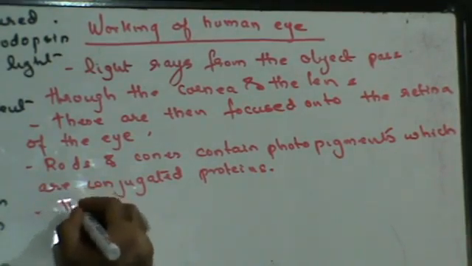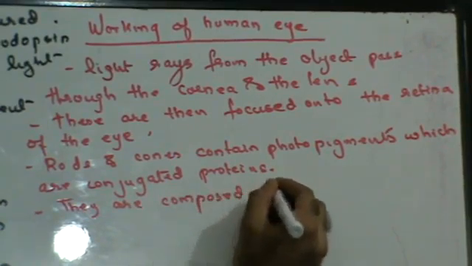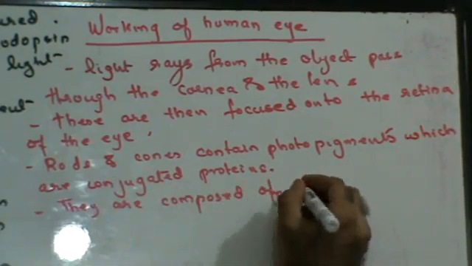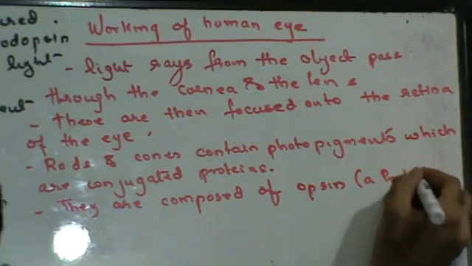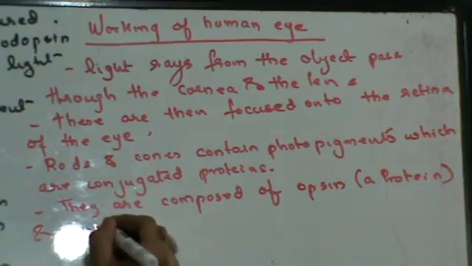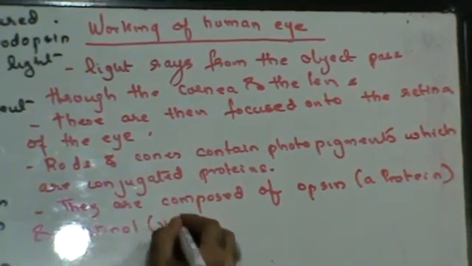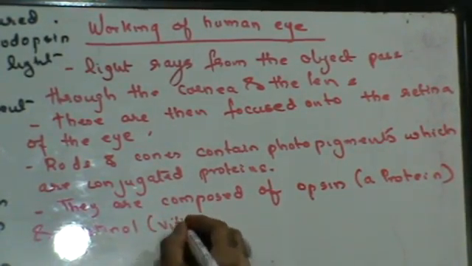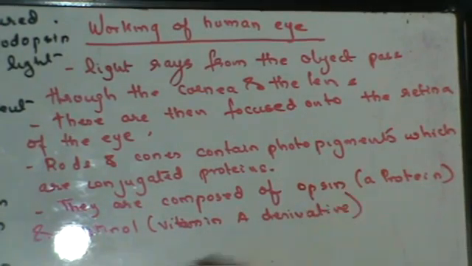They are composed of opsin, which is nothing but a protein, and retinol, which is a vitamin A derivative. So the photopigments contain opsin and retinol.